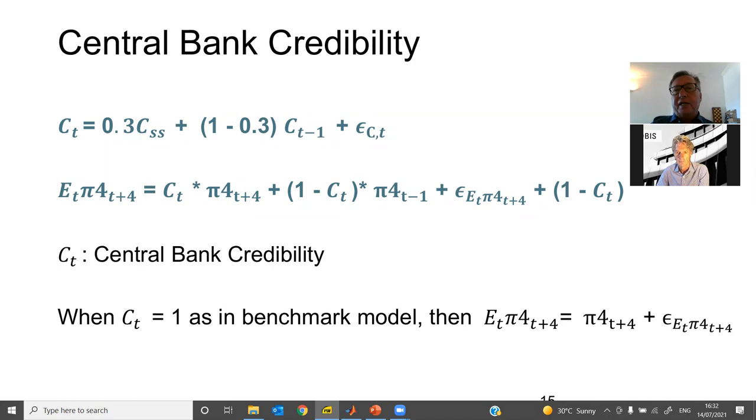And so the idea is that credibility is a stock. In all of our experiments here, we're going to assume that in the long run, the central bank wins and becomes fully credible. We wouldn't have to assume that necessarily, but that's what we're assuming. So think of CSS as being equal to 1. We can see that if credibility started at some value, like 0, for example, it would converge to 1, the steady state value of credibility, at 30% per quarter.